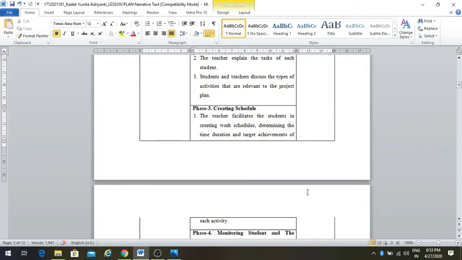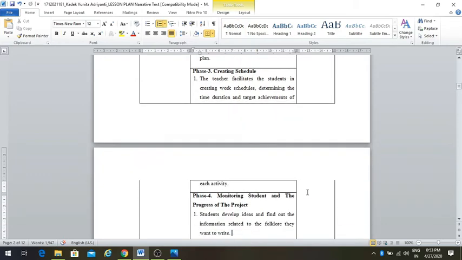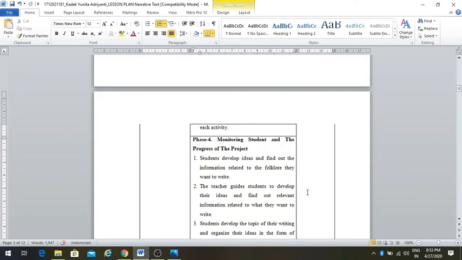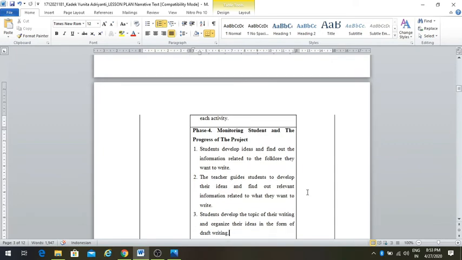So let's continue. In the fourth phase, which is monitoring students and the progress of the project, students develop their ideas and find out the information related to the folklore they want to write. And then the teacher gets students to develop their ideas and find out relevant information related to what they want to write. And students finally develop the topic of their writing and organize their ideas in the form of the draft writing.